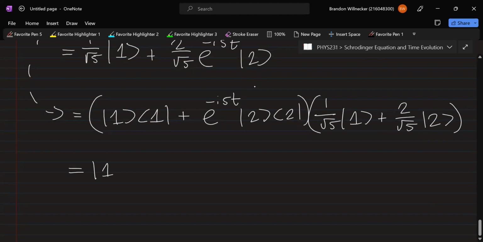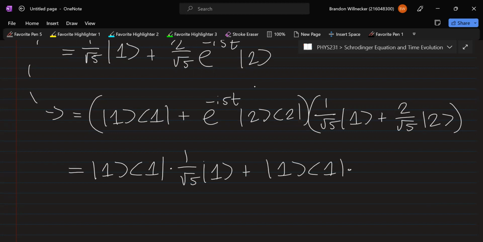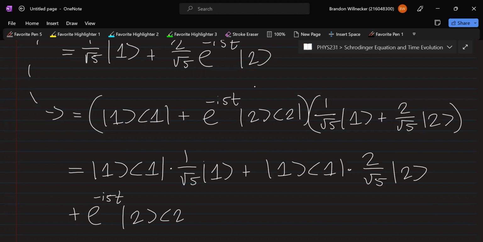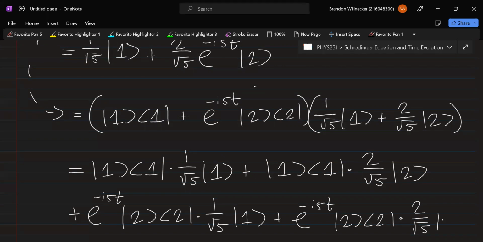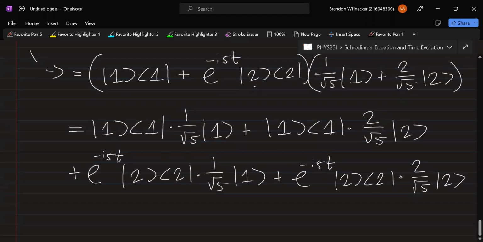Okay, so we're going to have 1 as the projector times 1 over root 5, 1 plus 1 times 2 over root 5, 2. Then we're going to have e to the minus r5t, the second projector, times 1 over root 5, 1. And lastly, e to the minus r5t to 2 times 2 over root 5, 2. Okay, so that's multiplying everything out.